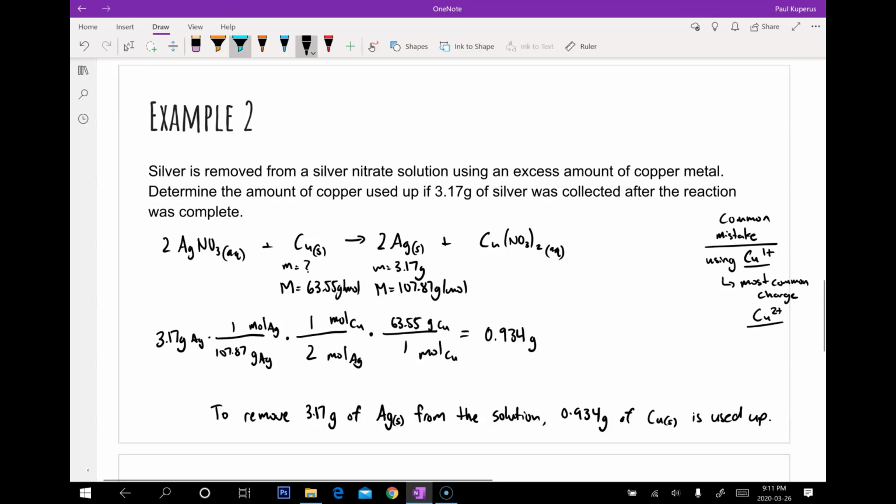One thing that is very common, especially when you get to assessments, is not knowing which copper ion to use and then going with the copper 1 ion because it's easier, because then it would be a 1-to-1 ratio. But we always have to use the most common charge. So make sure whenever you have a multivalent metal, a metal that has multiple charges, you choose the most common one. And that's the one that's listed first on your data table. So we would use copper 2 in this case, not copper 1.